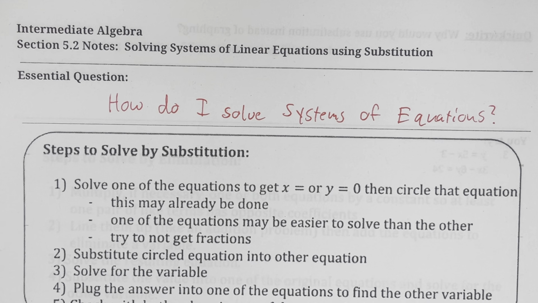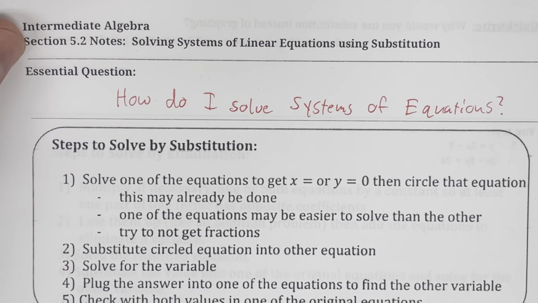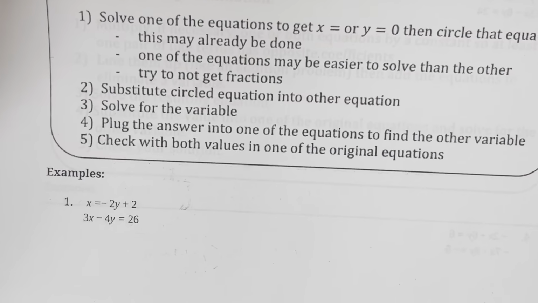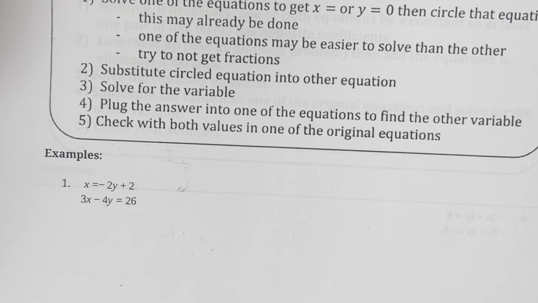We don't want to end up with fractions. All right, we want an easy step in order to isolate a variable. It doesn't matter what variable we isolate. It could be x, could be y. We just get to pick, but we're going to be a little strategic. After that, we're going to substitute that circled equation into the other equation, and then we are going to solve, because that will make it so there's only one variable. Then we're going to plug that answer back in to find the other variable.